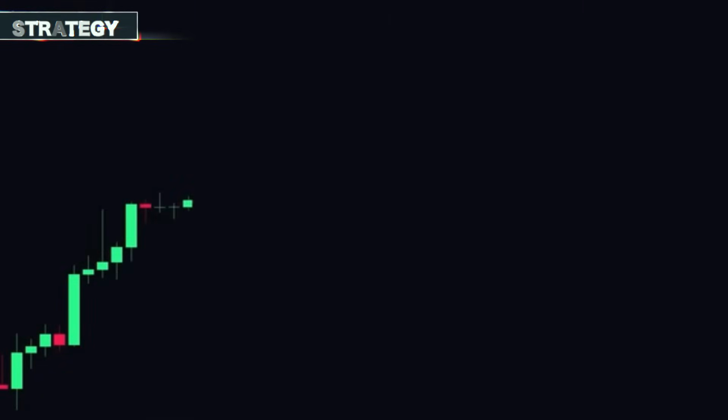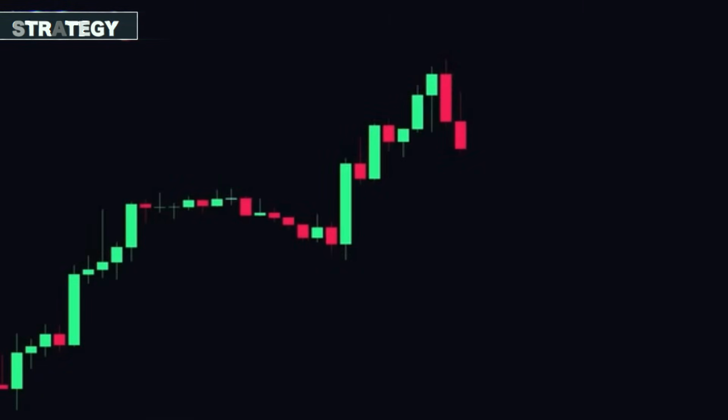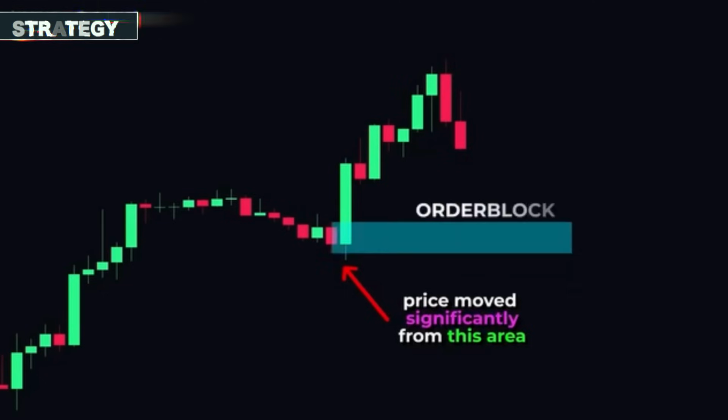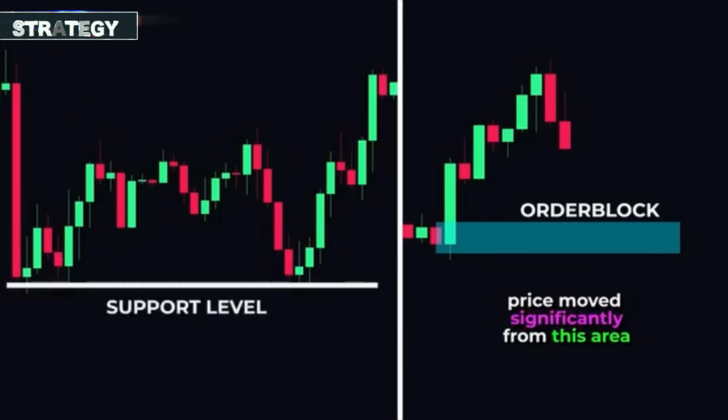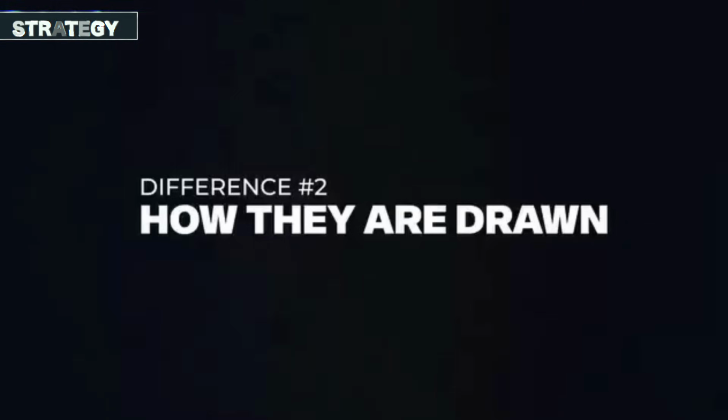First difference is how they form. Order blocks are formed based on significant price movement on a chart. For example, if the price moves significantly from an area, you can draw an order block. In contrast, support and resistance levels require prior rejections to form. For example, if the price once rejected this level here and another rejection happened here, then we can draw a support level.